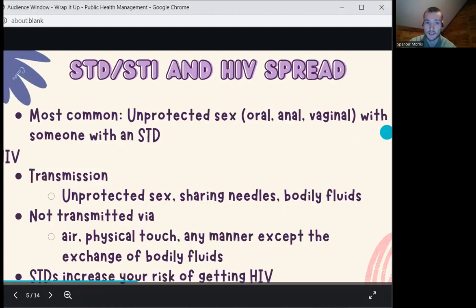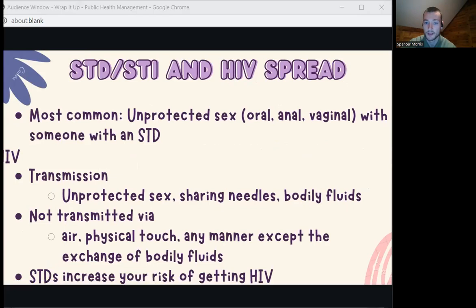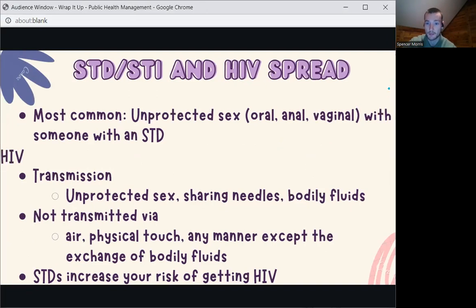How are STDs as well as HIV spread? So STDs are spread most commonly through unprotected sex of various forms, such as oral, anal, or vaginal, with someone who has an STD. HIV can be transmitted, again, through the same methods of unprotected sex, so anal and vaginal, but it can also be spread through sharing needles, syringes, and other drug injection equipment.